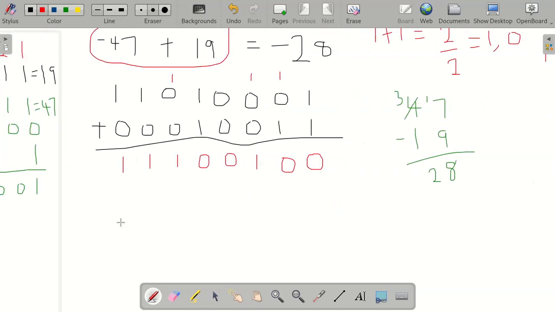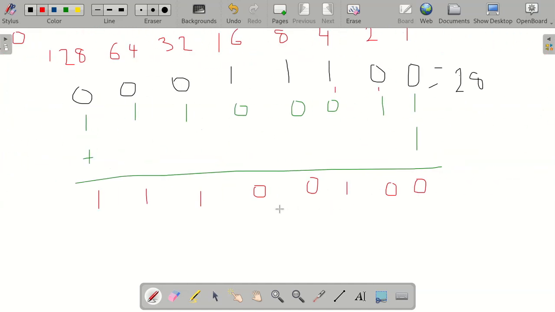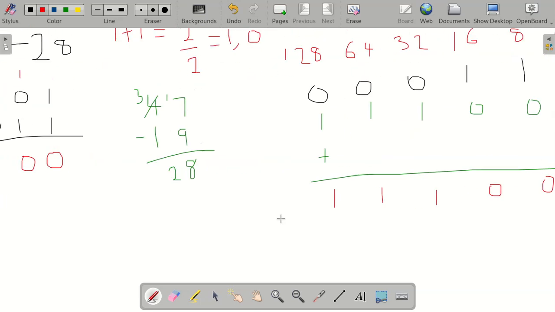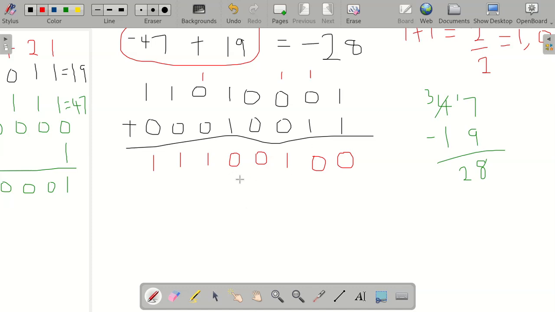Now we have these two answers. So this was our normal procedure. We can see that we have 3 1s, 2 zeros, 1 1, 2 zeros. It's the same as this one. It means officially we have proved that this is negative 28 in 2's complement.